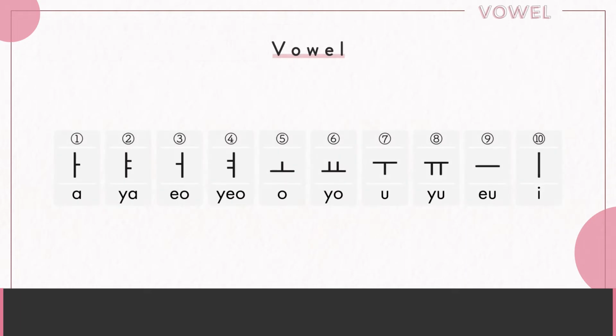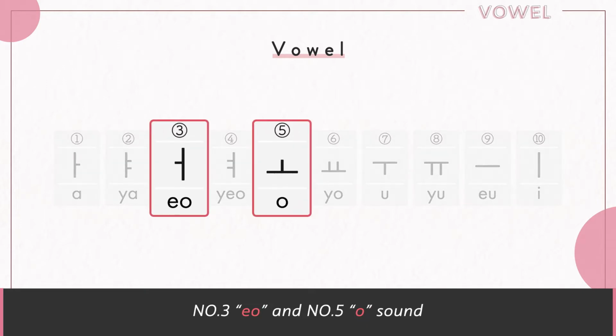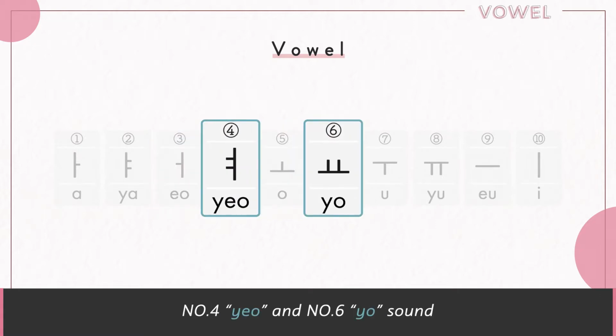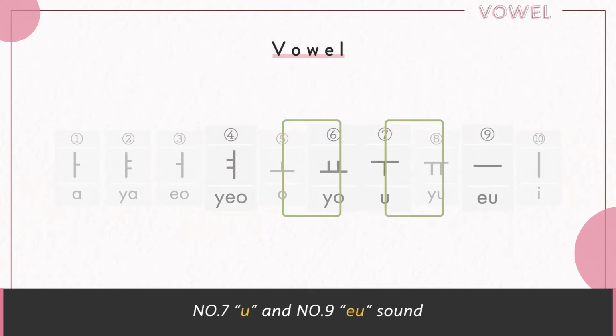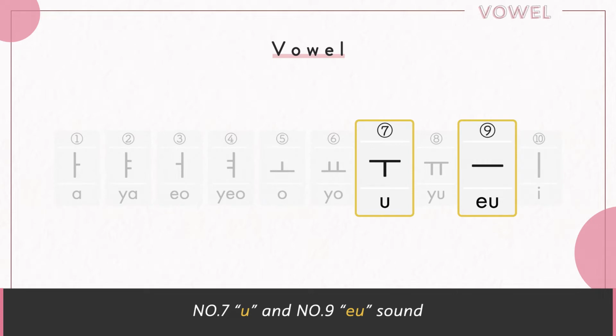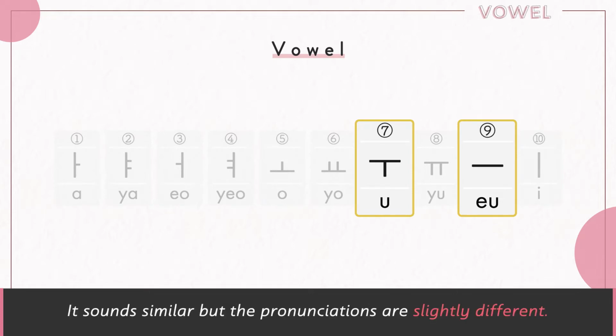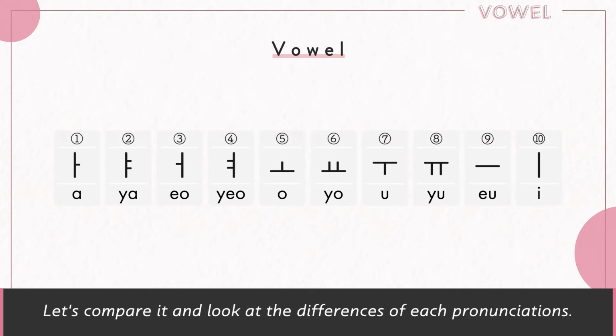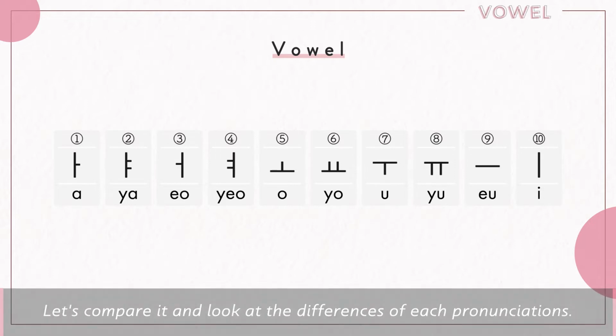Now, I'm sure some of you must have noticed that there are similar sounds here. The sound of number 3, o, and number 5, o. And the sound of number 4, yo, and number 6, yo. At last, the sounds of number 7, u, and number 9, u. They are similar sounds, but their pronunciations are slightly different. Let's compare them and take a look at the difference of each pronunciation.